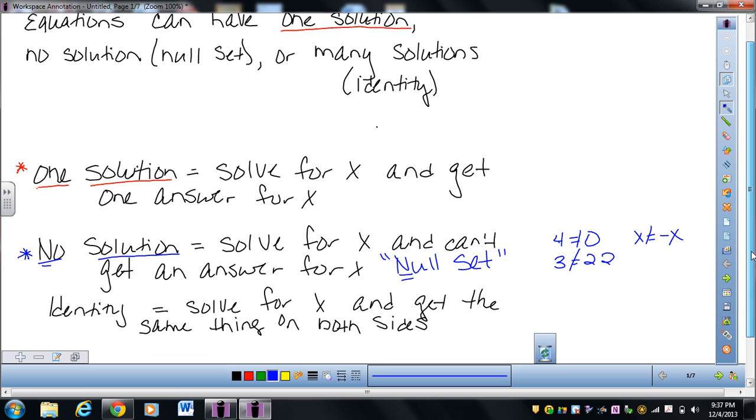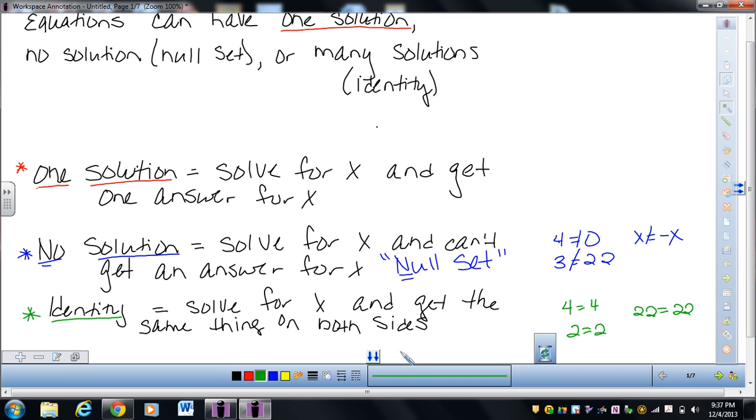And then the third type of equation that you may encounter is called an identity. That means that you will come up with an answer that maybe looks like 4 equals 4, 2 equals 2, 22 equals 22. Basically, that means that no matter what you substitute for x, any number at all in the whole world, both sides of the equation are always going to equal each other.